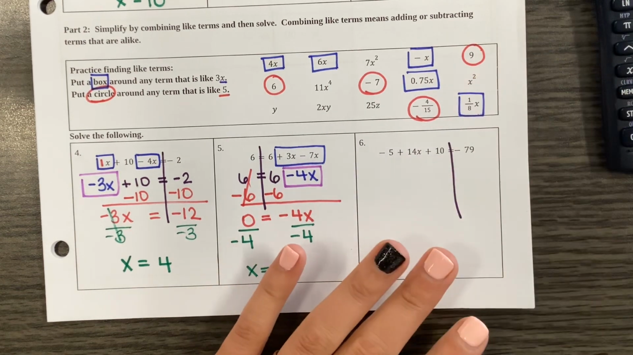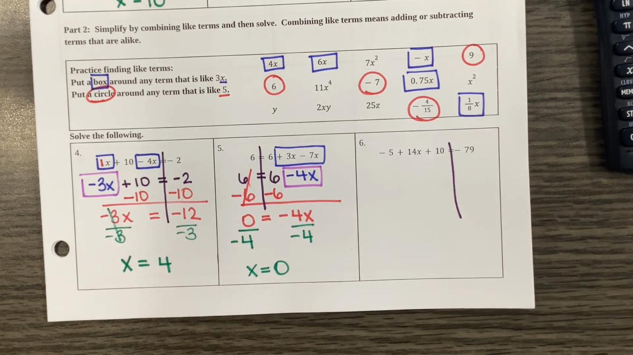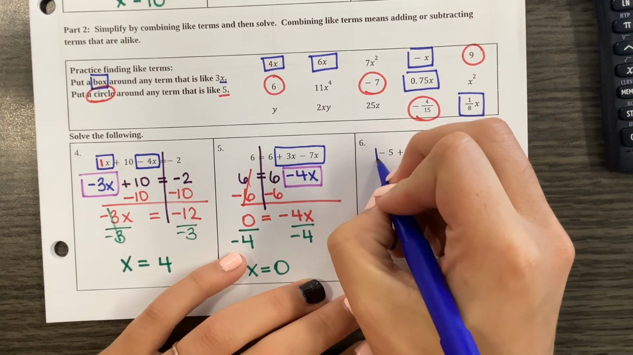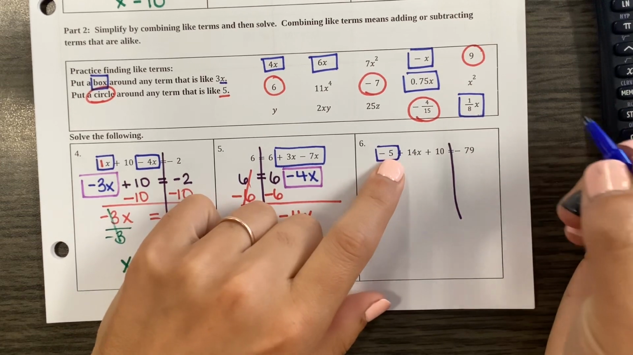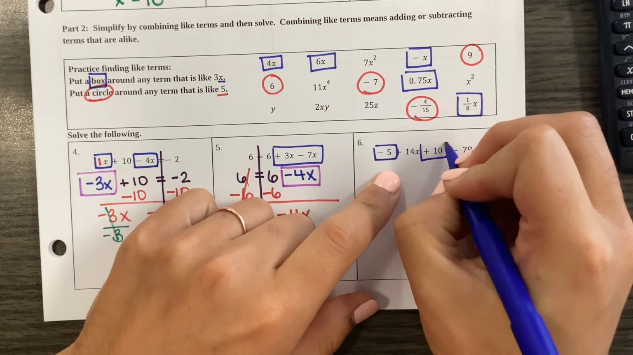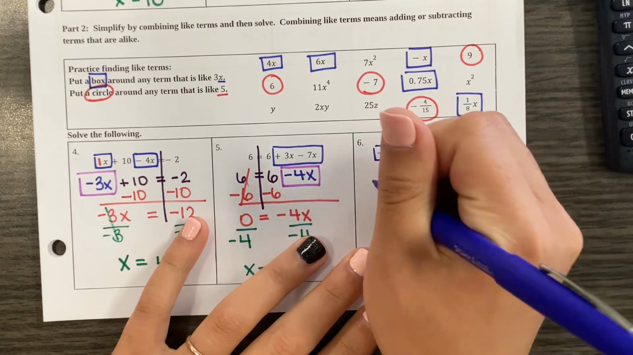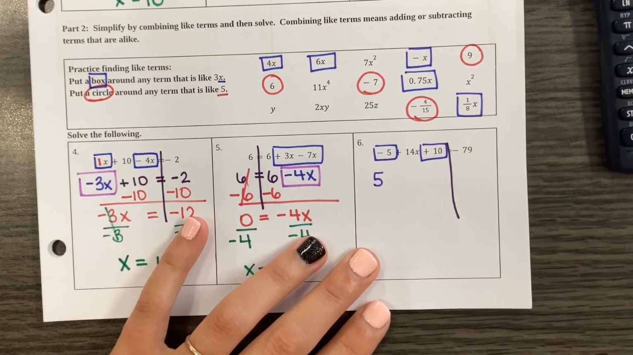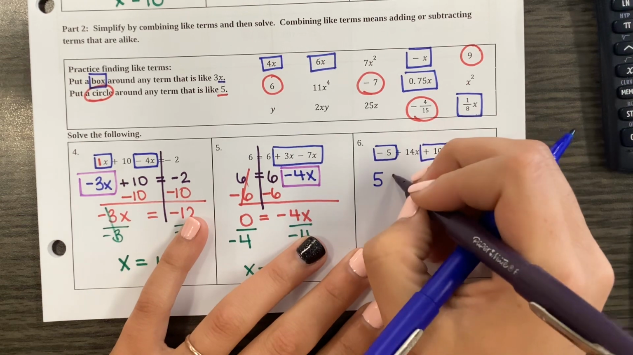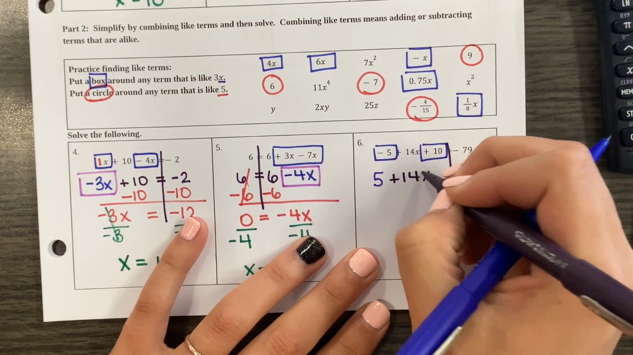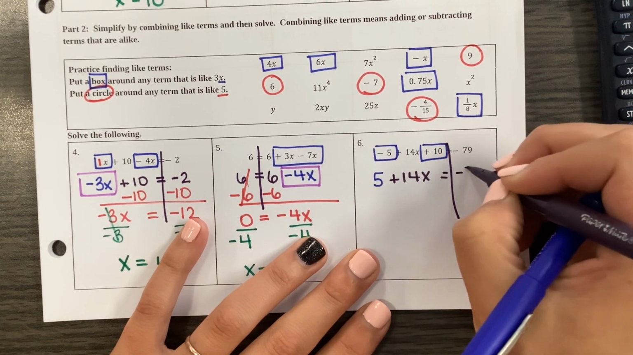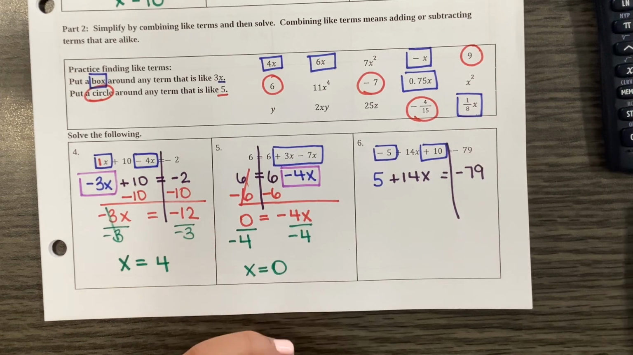Okay, here's this next one. I'm going to go through and combine my like terms. I have a plain negative 5, and I have a plain 10. So negative 5 plus 10 is going to be 5. Be careful, that is a plus 14. If you look at my box, I kind of covered that up. And it equals a negative 79.